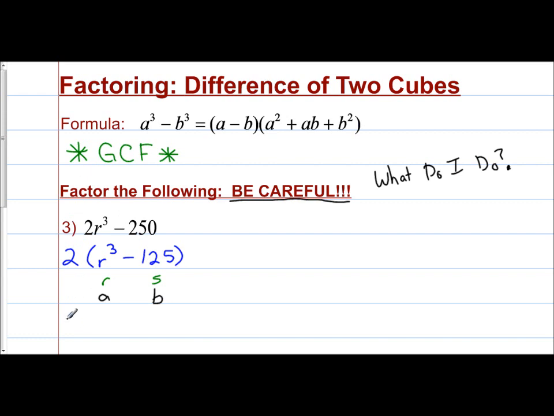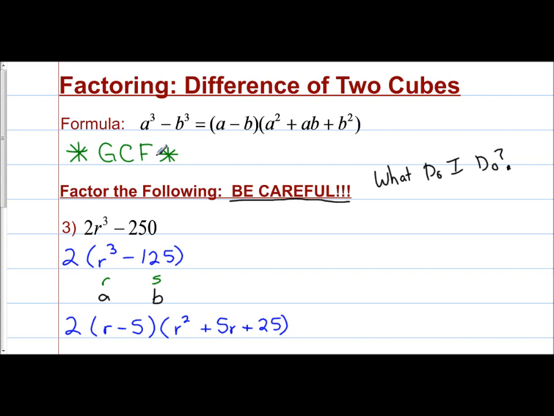So you always carry along your GCF. And then we're just going to use our formula. a minus b, so r minus 5, times a squared, which is r squared, plus a times b, so r times 5, which is 5r, plus b squared, so 5 squared is 25. And so I can mix in multiple techniques into our difference of two cubes. We can still use it, and we always have to check for a GCF first.